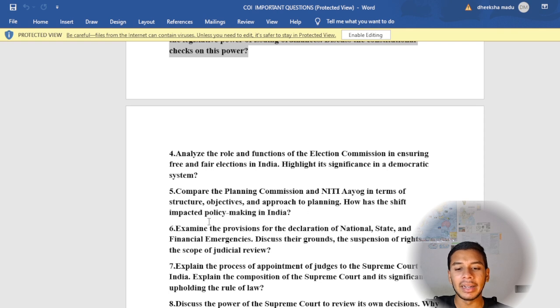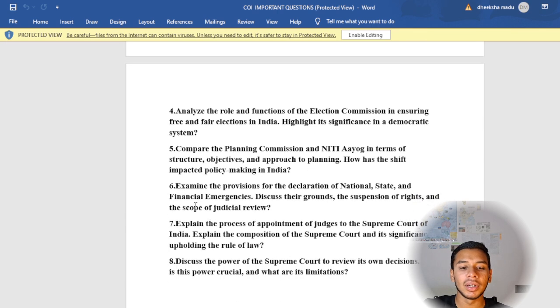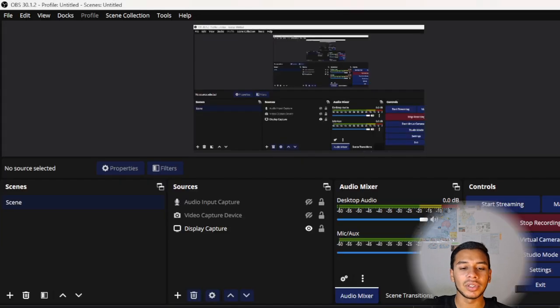Shall we talk about NITI Aayog in terms of structure, objectives, and approach to planning? How has the shift impacted? No.